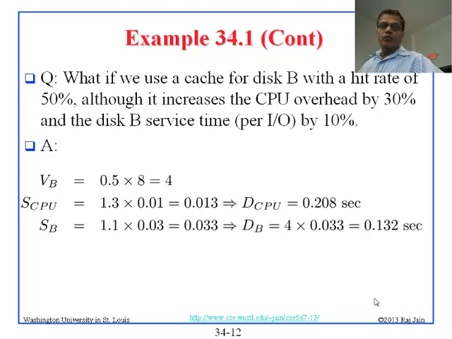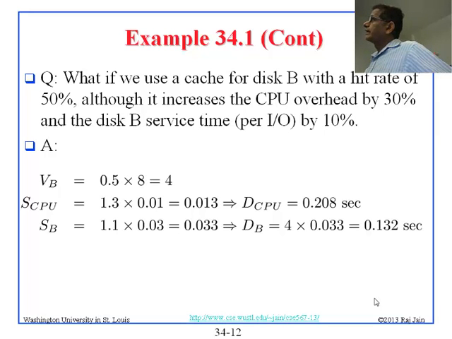Now the next question is, what if we use a cache with disk B so that we improve the response time by 50%, with a hit rate of 50%, and it increases CPU demand by 30%? This is the kind of design decision you make. All you have to do is readjust all the service times. VB goes down to 4, because instead of 8 visits, only 4 go to the disk. The other 4 are satisfied from the cache. CPU demand goes up because the cache has to be handled by the CPU, and therefore the total CPU demand goes up to some number.